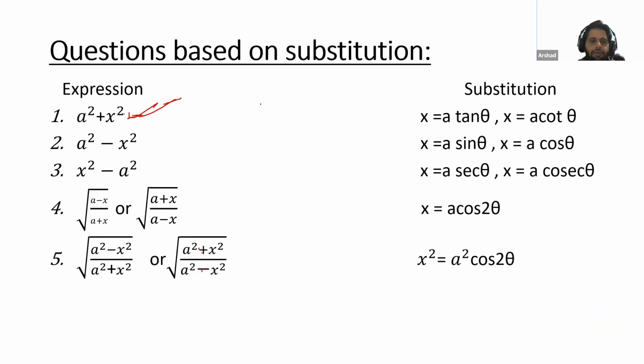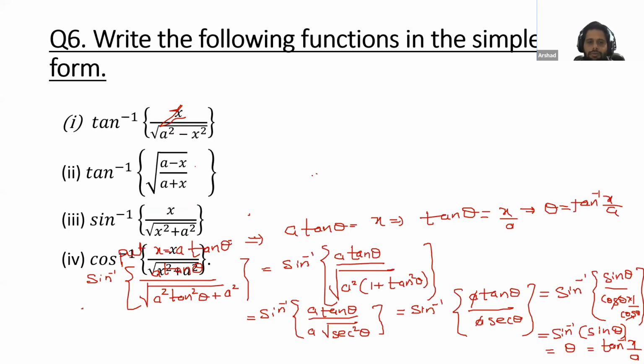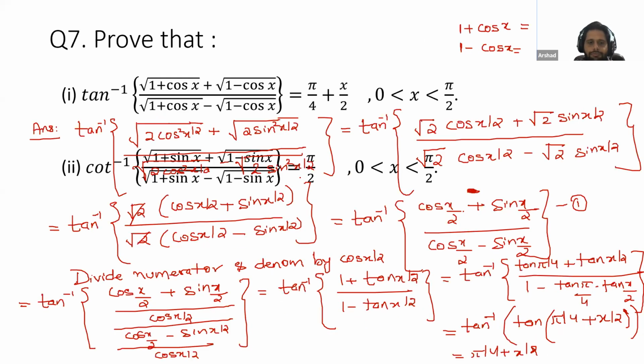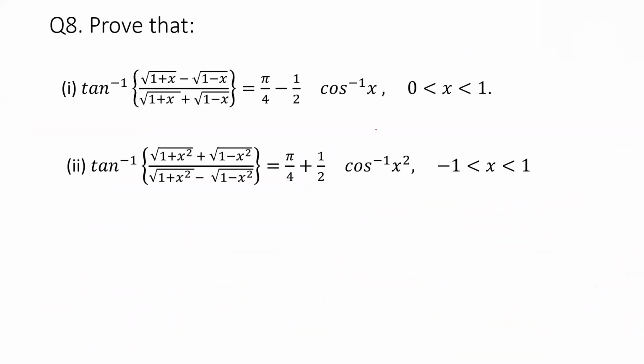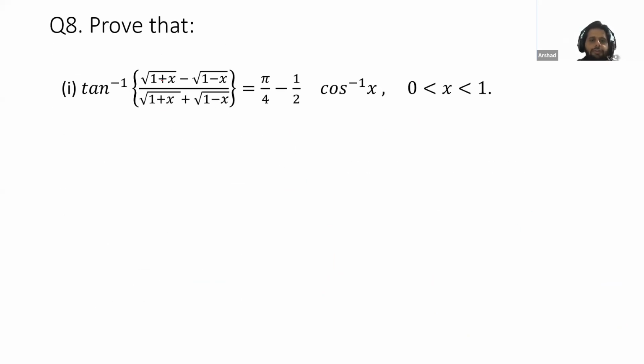If we check, please see a plus x and a minus x, then we need to put a cos 2 theta. So this question is of the same type. Instead of a, they have replaced it by root 1 plus x. In place of a, they have given 1. So there's no need to put a in this question. We don't have a, so we will put 1 here.